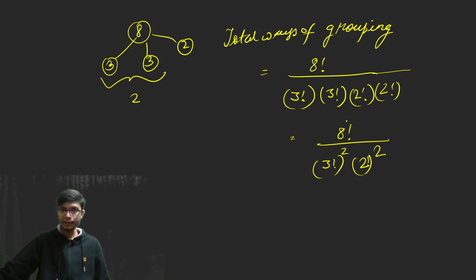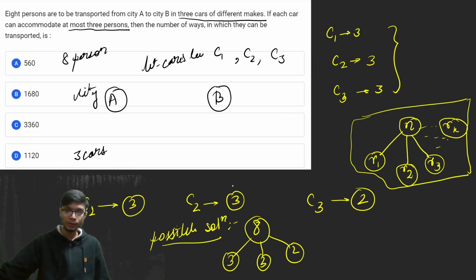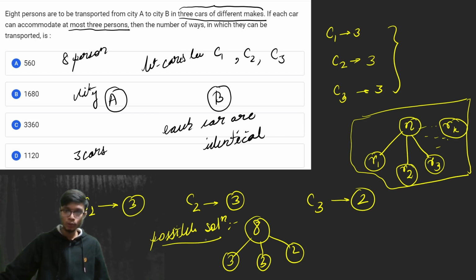Another very important thing: once you are done grouping, it is said that each of the cards is distinct. It is again saying that each card is distinct from the other one. That means if you look at this particular grouping, there can be a group in which C1 has 3 people, C2 has 3 people and C3 has 2 people. Similar cases can be formed, like C3 has 3 people, C2 has 3 people and C1 has 2 people. So there can be grouping based on the card.